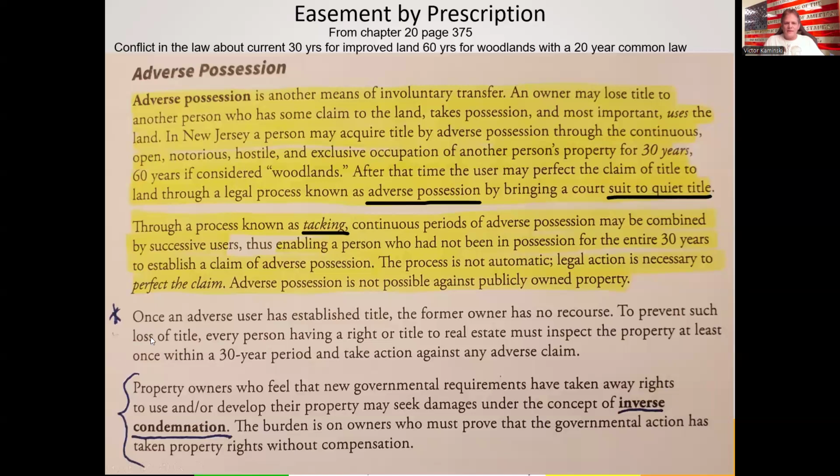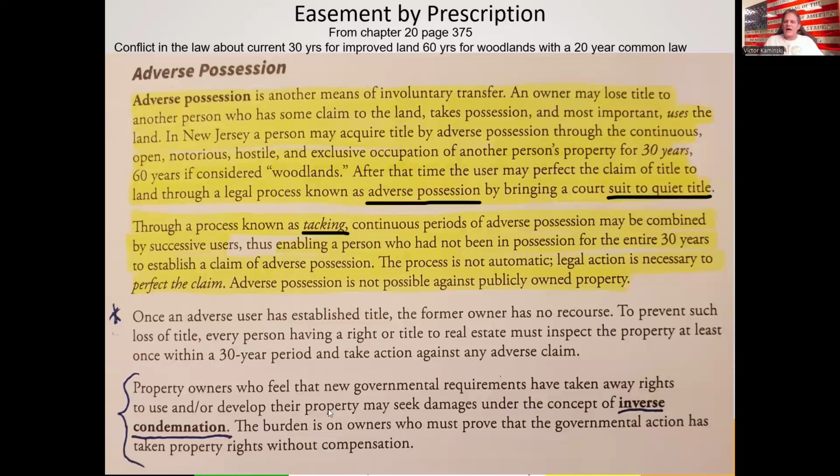So, knowing that, once an adverse user's established title, the former owner has no recourse. So to prevent such loss of title, every person having the right or title to real property must inspect their property at least once within every 30-year period and take action against any adverse claims by adverse possessors.